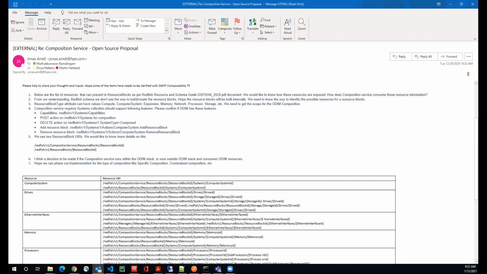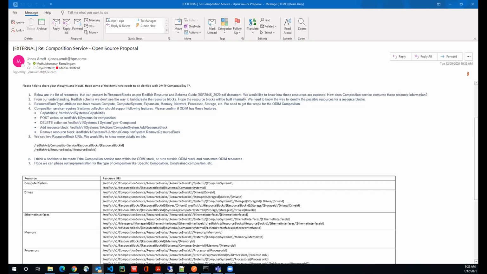The answer is no, we don't. But I think as we add the composition service, we will have to add those features. For instance, if the composition service is running and installed, a post action on systems makes sense. If it's not installed and not part of the stack, it doesn't make sense and should probably return an error. So we need to define these use cases, right?